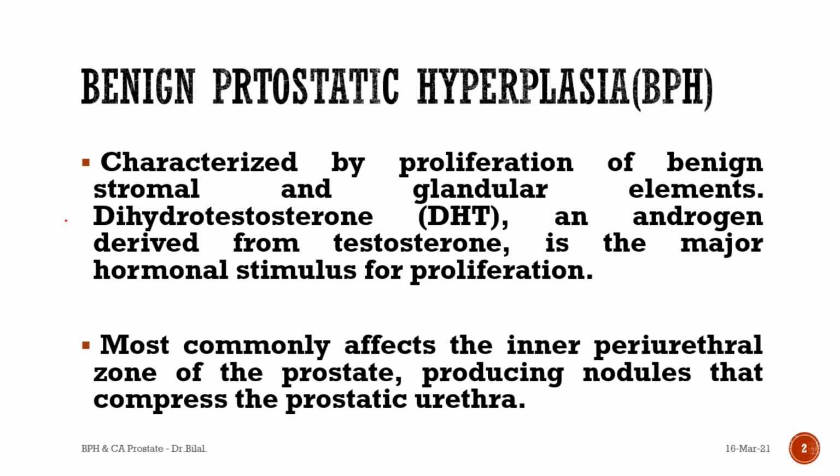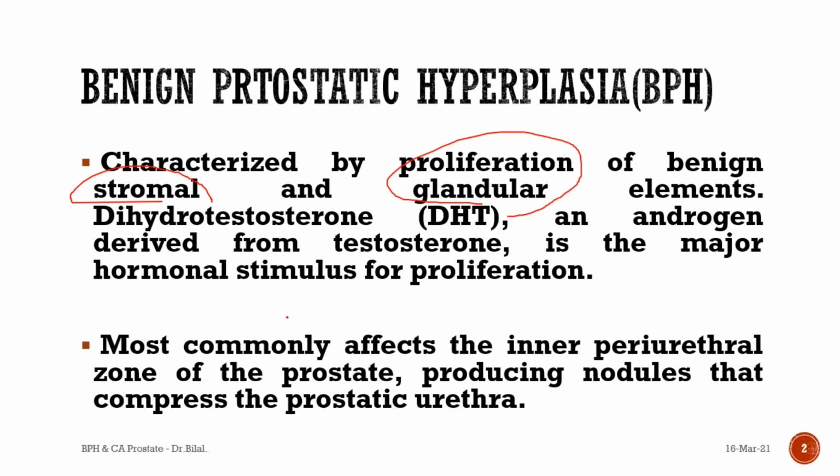there are two main things in normal histology of prostate: glands and stroma, and proliferation of both components occurs in benign prostatic hyperplasia. So it's both. Remember that it's both stromal and glandular elements that show the process of hyperplasia, and the process is mainly driven by the activity of a derivative of testosterone, and that is known as dihydrotestosterone, okay, abbreviated as DHT.